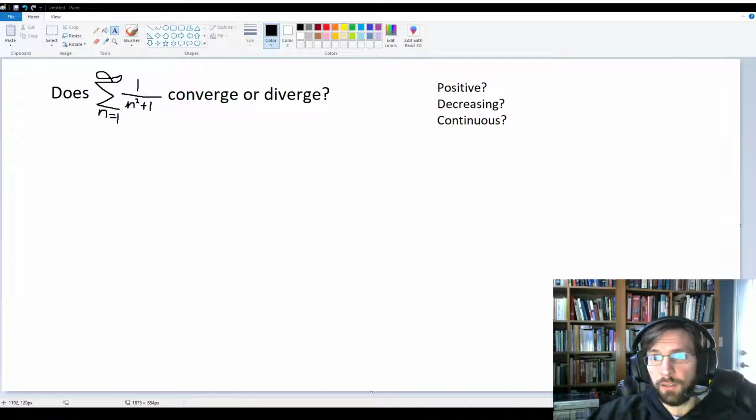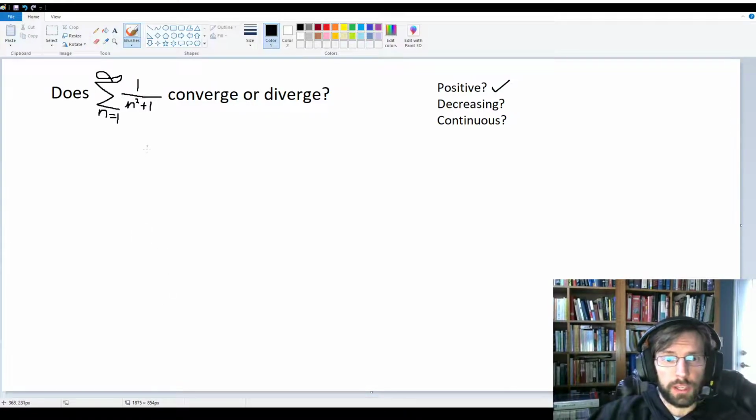Okay, so first off, why is this positive? 1 is positive, n squared plus 1 is also positive, so yes, this is in fact going to be positive. Make a check. Okay, second, we need to check that it's decreasing. How can we check that it's decreasing? Well, we can use the derivative.